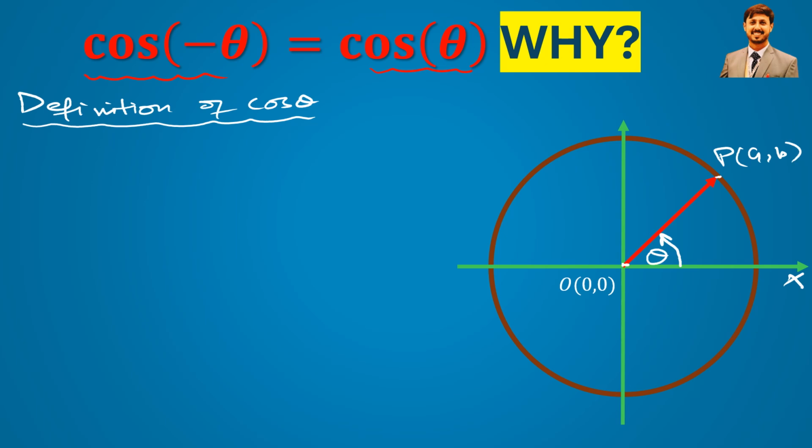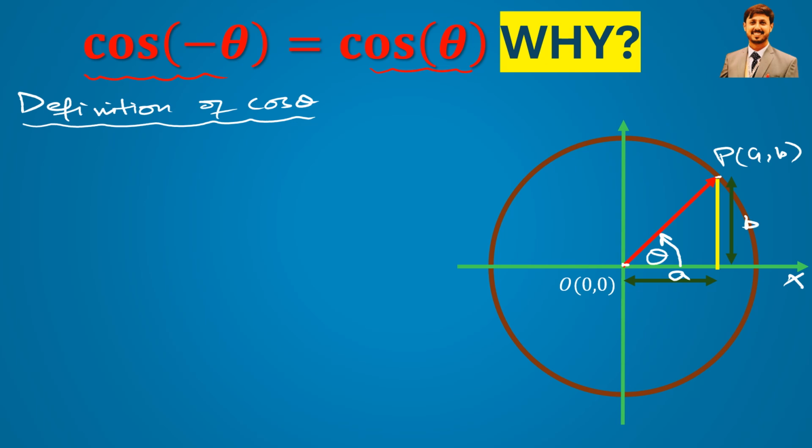A will be its x component and B will be its y component. To find the values of A and B, I am dropping a perpendicular from point P onto the x-axis. This is the horizontal component A and this is the vertical component B.